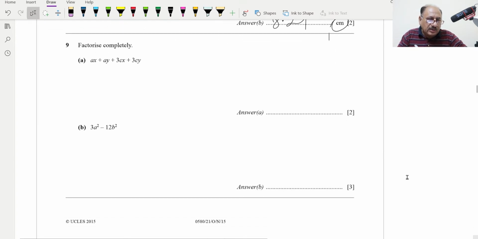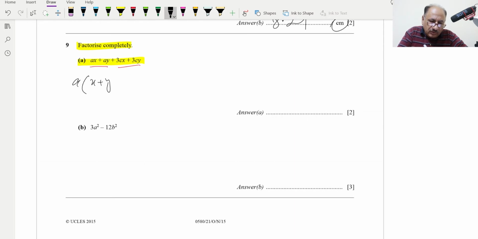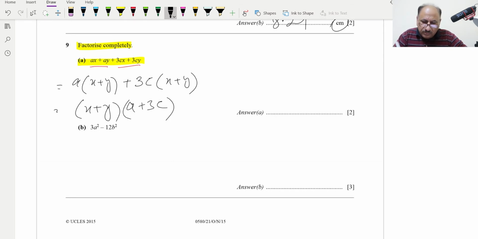Next, question number 9. We have to factorize this completely. We'll be taking common factors. So one pair, second pair. From the first pair we can take a common, so x plus y will be remaining. And from the second pair we can take 3c common, and x plus y will be remaining. And now we can take x plus y and a plus 3c, and this will be our answer, x plus y and a plus 3c. This will be the final answer.